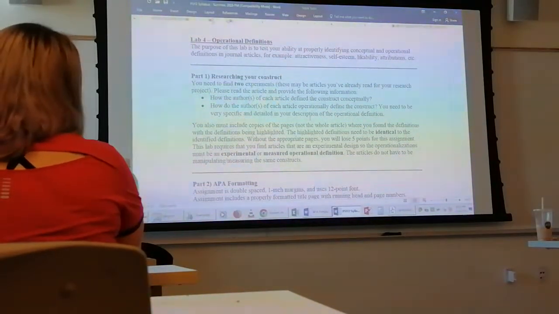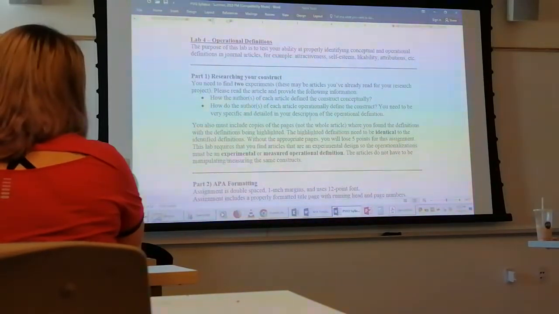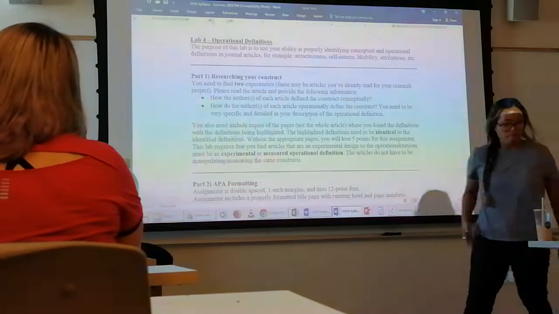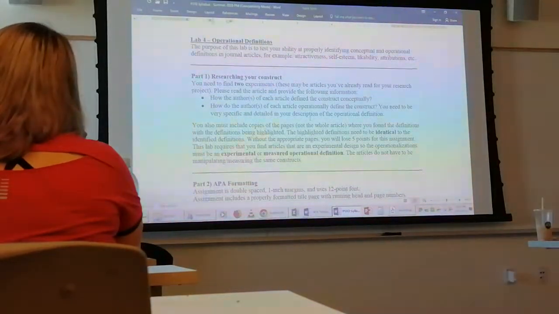Without the appropriate pages, you will lose 5 points for this assignment. This lab requires that you find articles that are in experimental design. Again, we're talking about experiment and measured operational definitions. The only rule is any experiment you want, as long as it's an actual experiment.